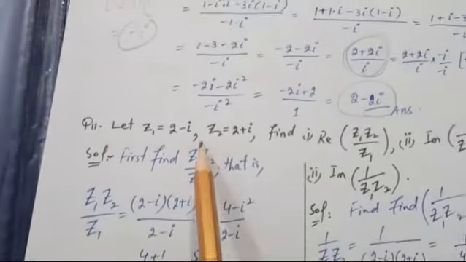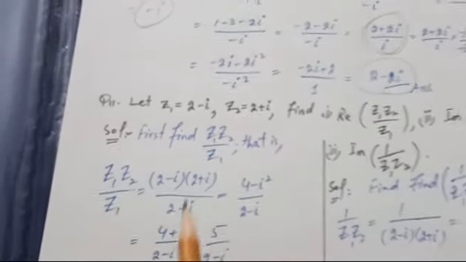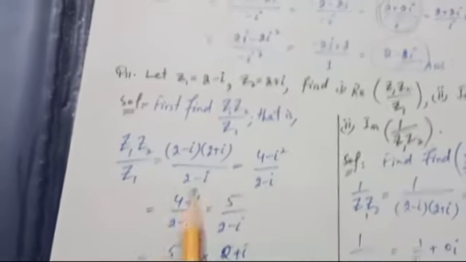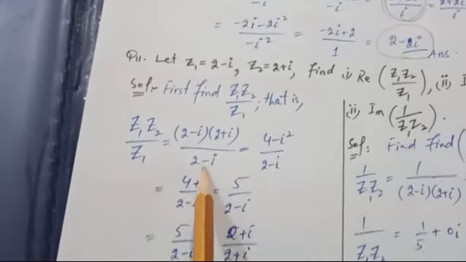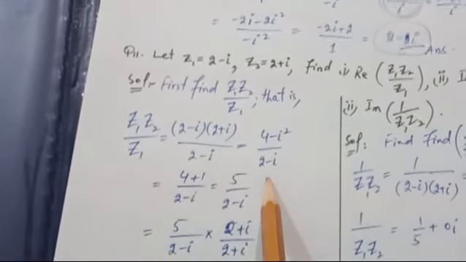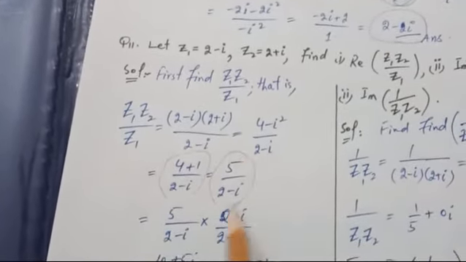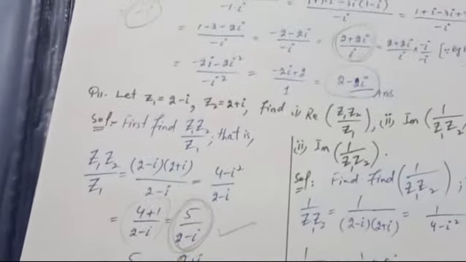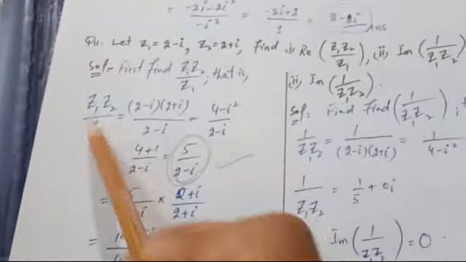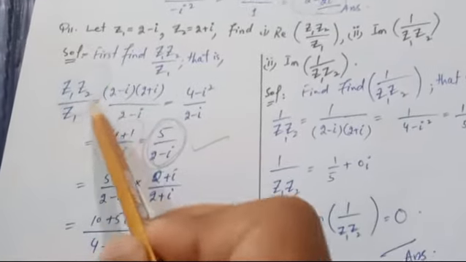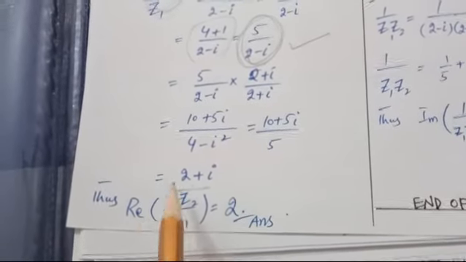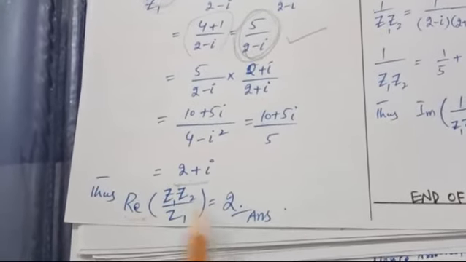Now question number 11. z1 is equal to 2 minus iota, and z2 is equal to 2 plus iota. You need to perform z1 multiplied by z2 divided by z1. First of all, multiply z1 and z2, and then divide by z1. So this is the multiplication, and this is the division of two complex numbers. Do the process of rationalization. Then you need to find the real part of this. When you simplify this expression, you get the complex number 2 plus iota. The real part is 2.